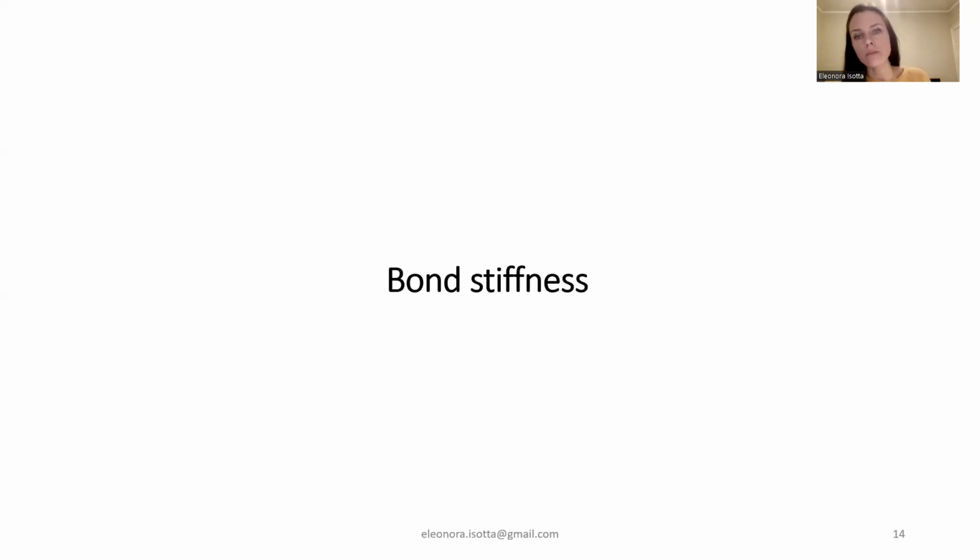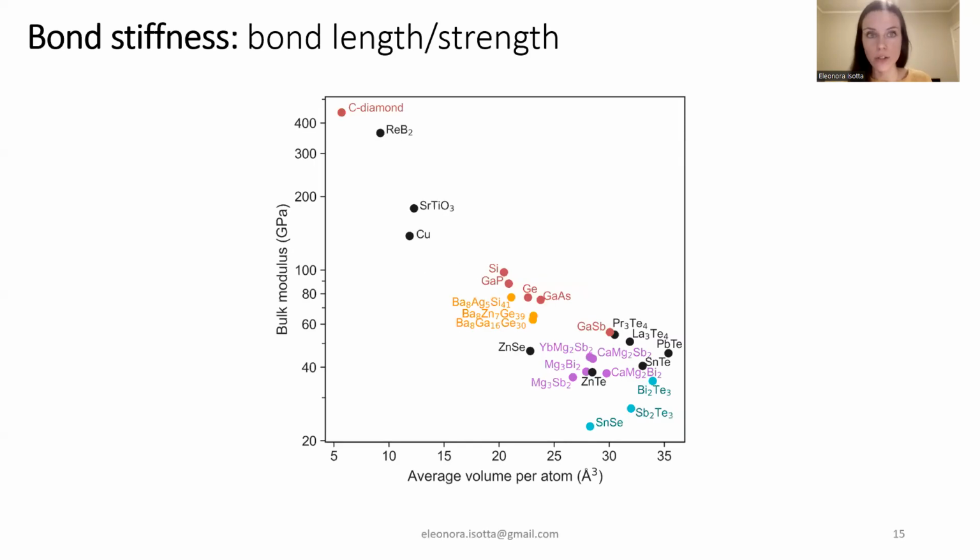Okay, but then we wanted to explore what the parameters at the base of these elastic moduli actually are. One strong contributor to elastic moduli is bond stiffness, in particular bond length and bond strength. For example, here we have compiled the trend of bulk modulus versus average volume per atom for a number of different compounds. The average volume per atom is ultimately a proxy for the bond length. As you can see, the larger the average volume per atom, the lower the bulk modulus is going to be. And this holds for a number of different compounds.